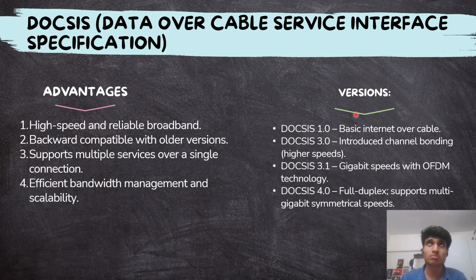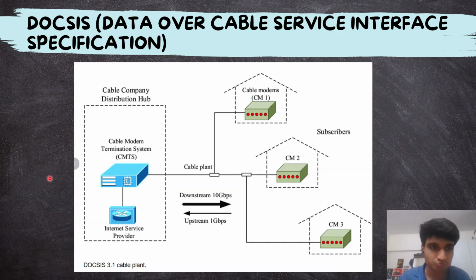You may be thinking why DOCSIS is so popular. Here's the advantage. It offers high-speed internet, supporting gigabit-level speeds, and simultaneous use of TV and internet services on the same cable. It is cost-effective and provides better quality of service. This is the DOCSIS 3.1 cable plant, the same as we have discussed in our previous slides: the internet service provider and subscribers. You can see the downstream speed is in gigabits.